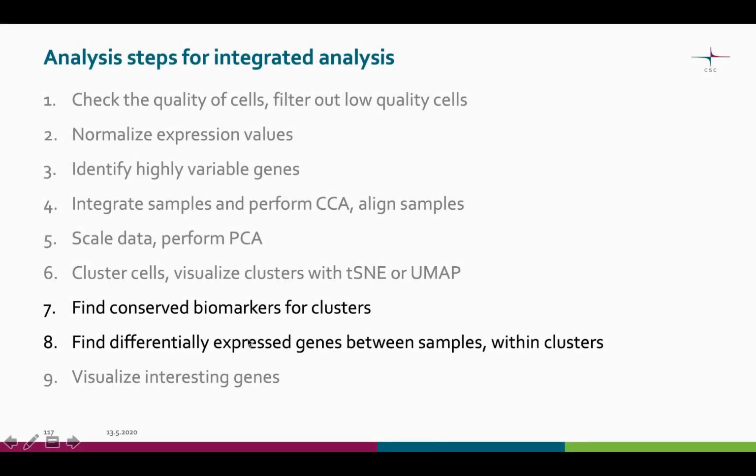The final step in the integrated analysis pipeline is to compute the differentially expressed genes between the samples and the conserved biomarkers for the clusters, and to visualize these. In Chipster, you can use one tool to get both gene lists for one cluster at a time. For visualization tool, you can list one or multiple genes.